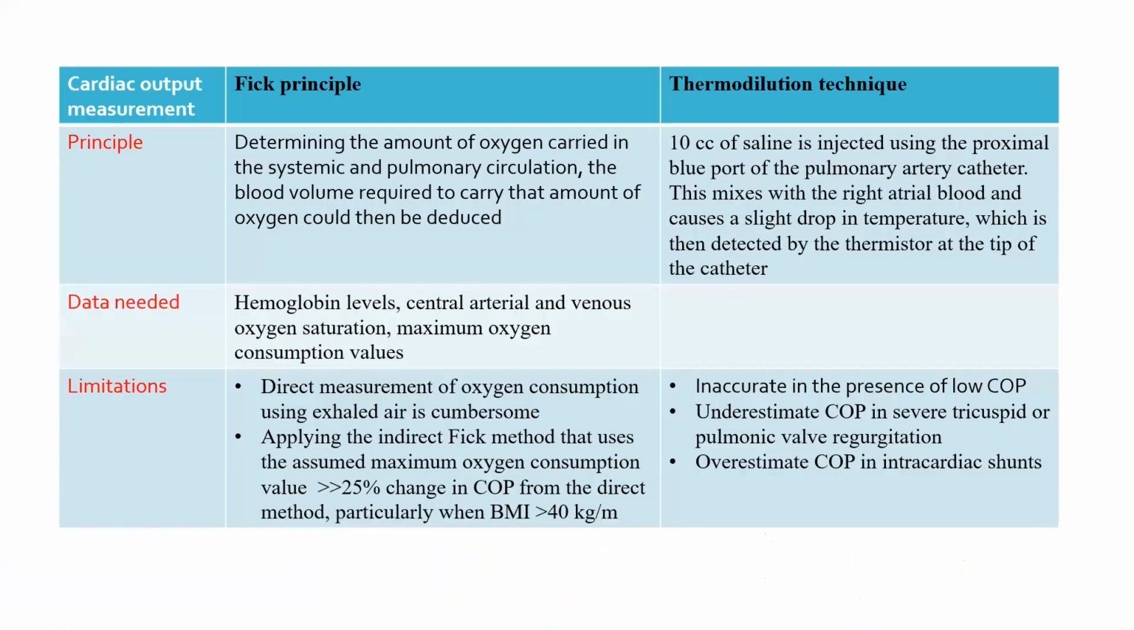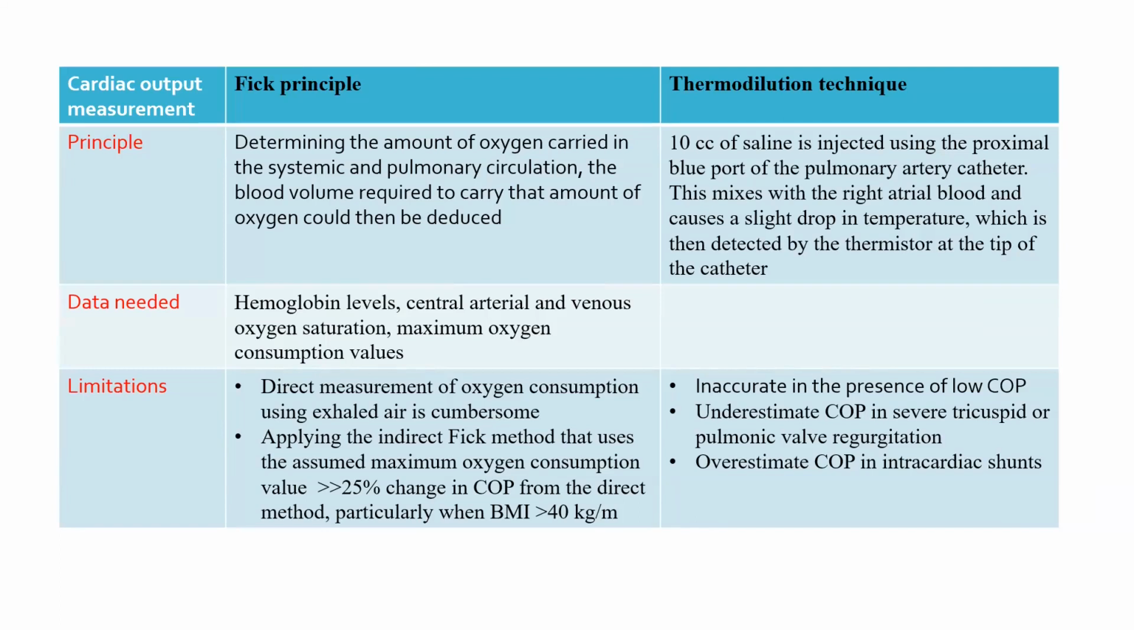What are the hemodynamic data we can obtain from right heart catheterization? Cardiac output measurements, which rely on two principles, either the Fick method or the thermodilution technique. The Fick method determines the amount of oxygen carried in the systemic and pulmonary circulation, and accordingly, the blood volume required to carry that amount can be deduced. But it depends on hemoglobin levels, arterial oxygen saturation, mixed venous oxygen saturation, and maximal oxygen consumption values.